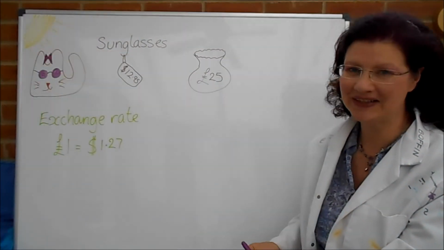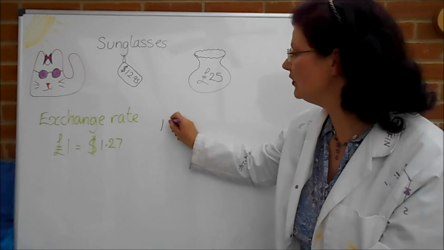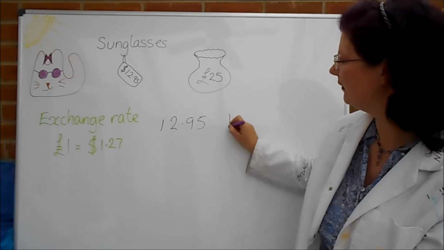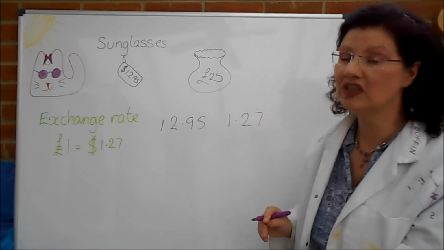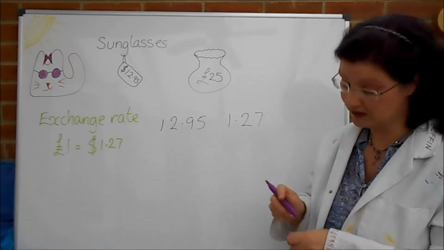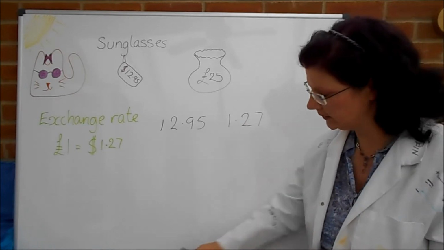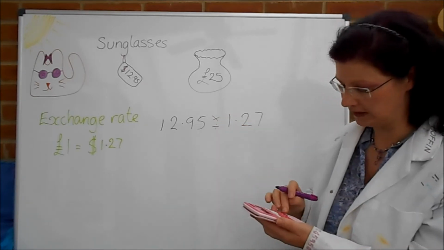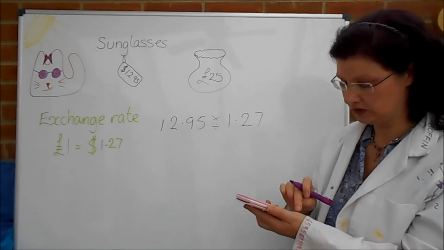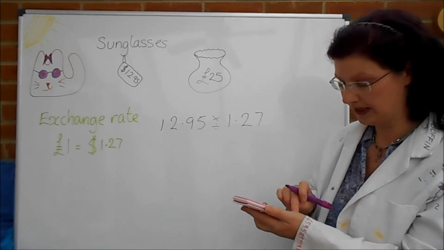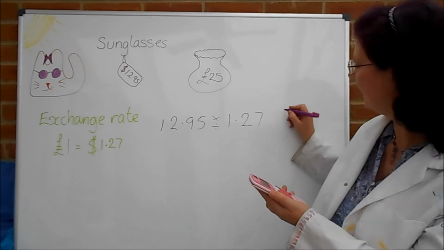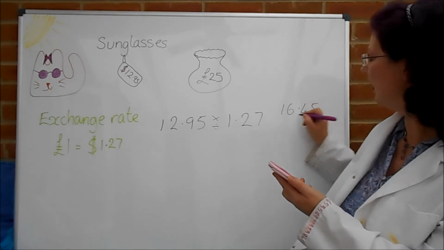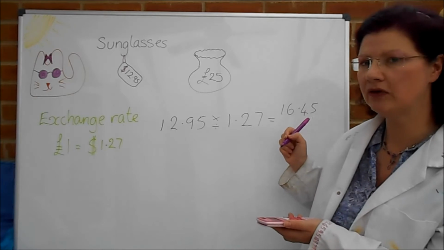First of all, let's do those sunglasses and convert them into pounds. We've got $12.95 and an exchange rate of 1.27. The confusion with this is always, do you multiply it or do you divide it? My advice would be do both and pick the one that's right. So on the calculator we're going to do 12.95 multiplied by 1.27 and that gives us an answer of 16.45 to two decimal places. So it could be £16.45.